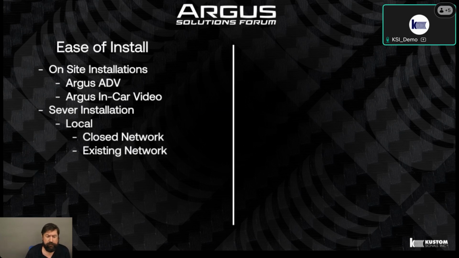Server installation: closed network, existing network. What do I mean by that? Well, one thing we like to encourage is having a closed network. We build a separate network that houses all your storage. Everything is there. It is secure. It maintains the security and integrity of your evidence. You can feel really comfortable with that. We connect it to your existing network with that server, and that is what you access to view the evidence collected.